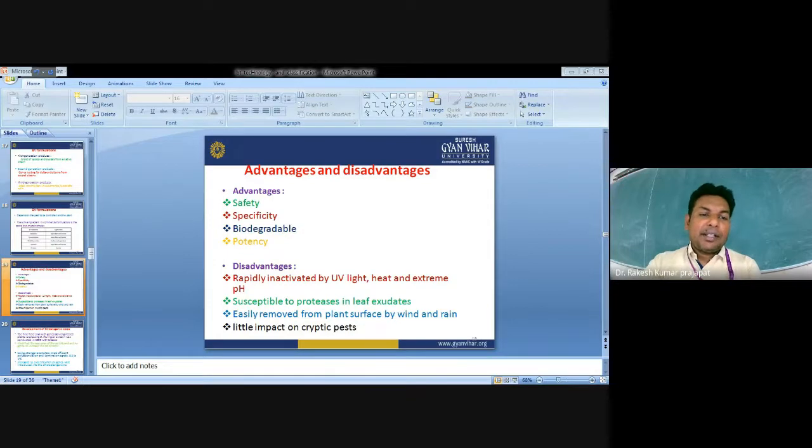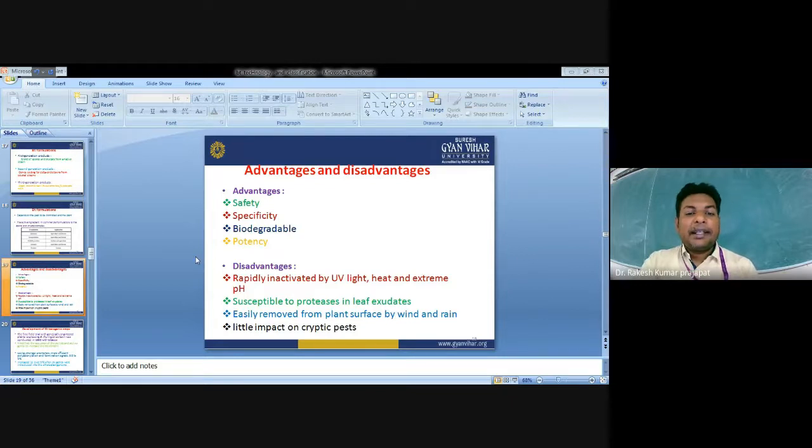We can take several advantages of BT crops from recent studies. Another one is that it is biodegradable. The BT protein is biodegradable, so it is not sustained for a longer period in the environment or soils. It can be degraded after some time. There is also large potential against different target insects and pests.